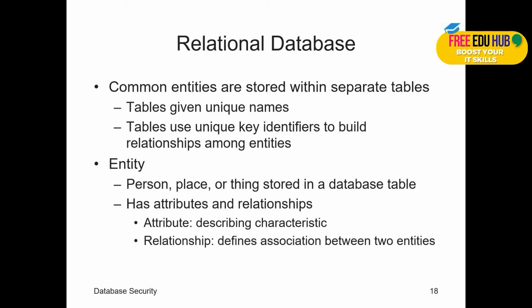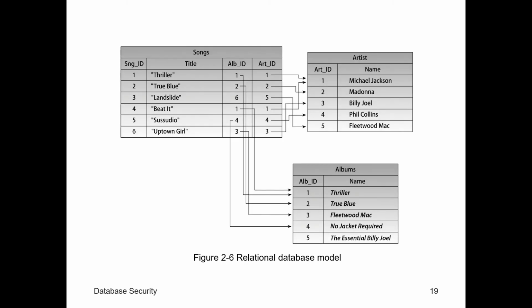So you can find all that information using the relationship. Now, an entity, a person, place, or thing, can be stored in a database table, and has the attribute of a relationship describing the characteristics, which defines the association between the two entries. As you can see, every table has an association with the other one, because we don't want to repeat the entries over and over again. If one thing is defined at one place, we'll be referring to it as a reference point in the other table just to call the records from there.